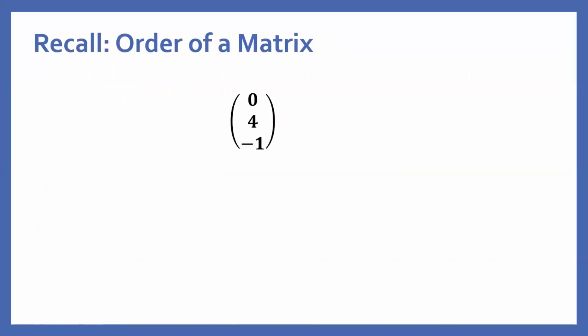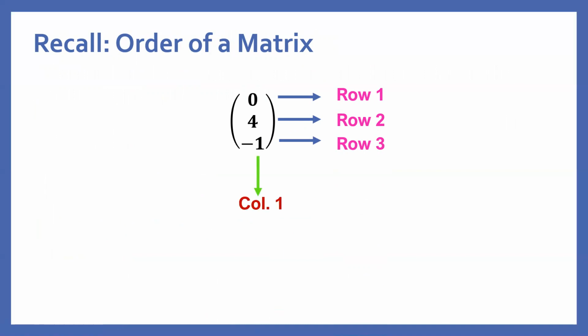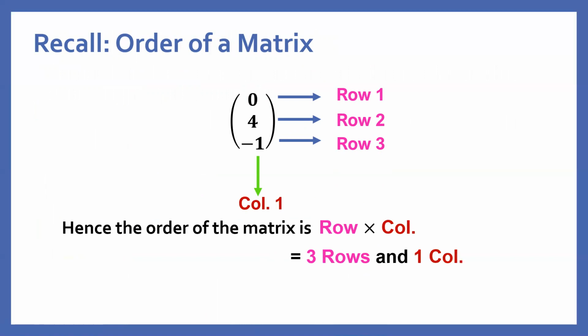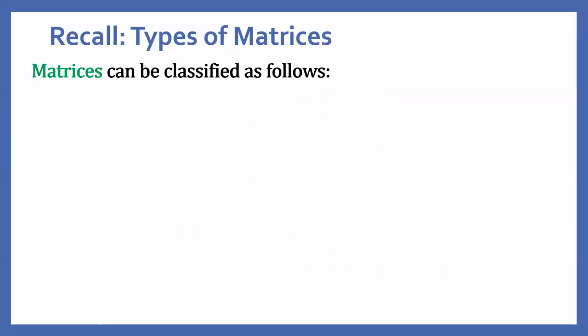This example, how many rows do we have? Row 1, second row, and the third row. So we have 3 rows. How many columns? We have only 1 column. So the order of the matrix will be 3 by 1. Next example.